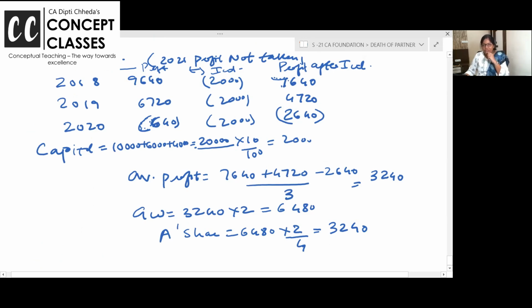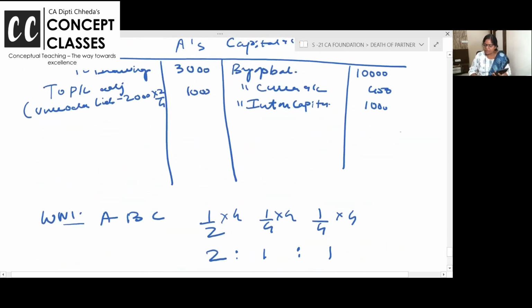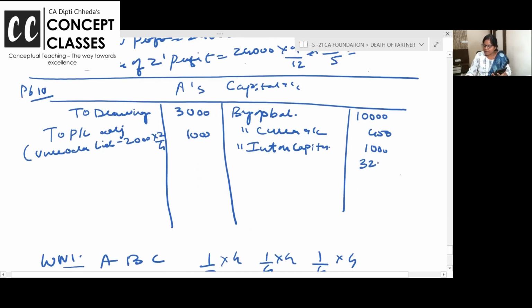So you are getting profit after interest. Take average profit multiply by 2. 3240. 3240 क्या है यहाँ? Goodwill. Who will give the goodwill to A?